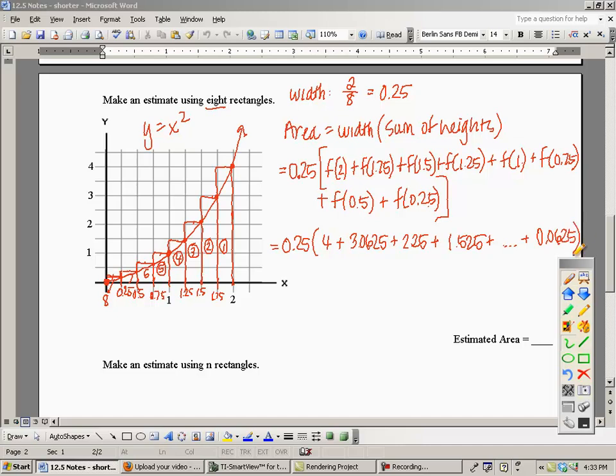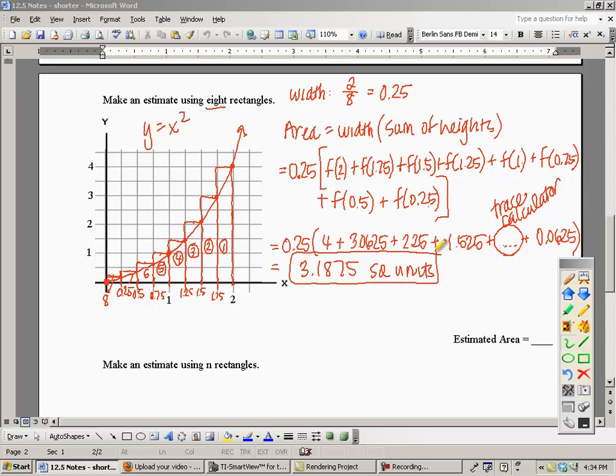And so what I would do is, again, you keep going your whole way through. I would get this again from my trace menu in my calculator. But if you add all of these y values up and then you multiply it by 0.25, you end up getting an area of 3.1875 square units, or units squared, depending on how you write it.